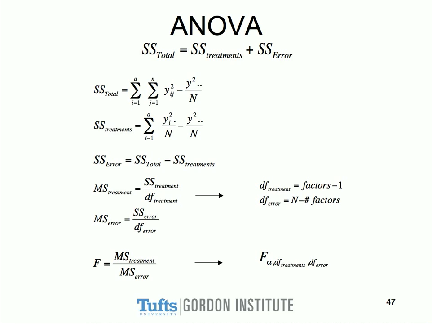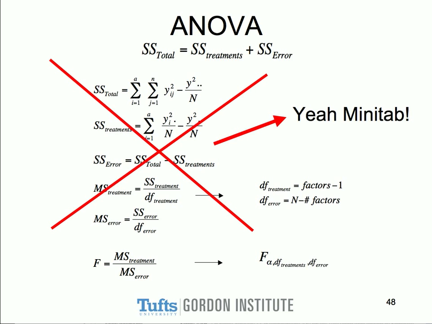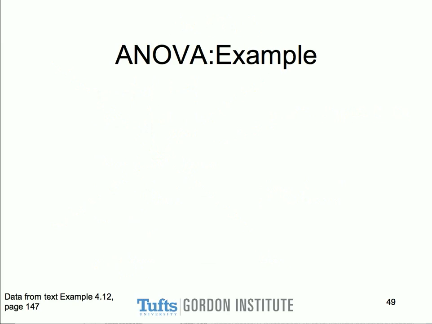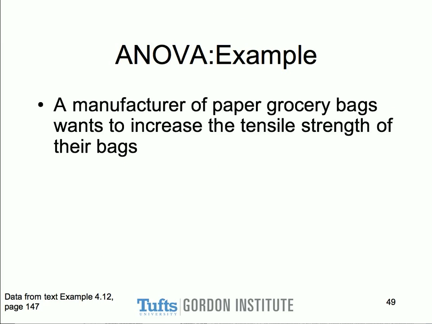There's underlying math for analysis of variance. We're not going to go into this at all. We're going to be using Minitab, and what's important for you folks to do is to be able to interpret the output of the Minitab data. So let's go over an example.